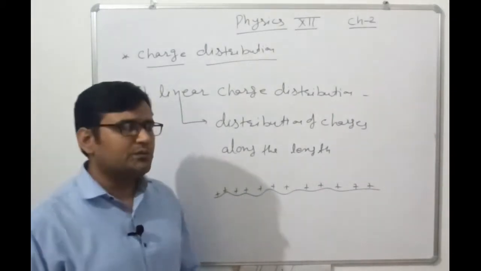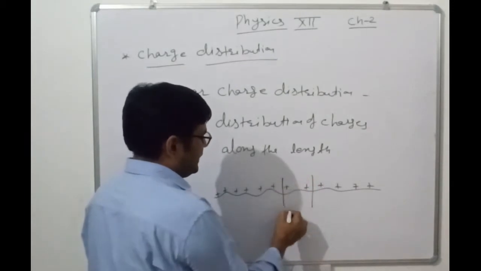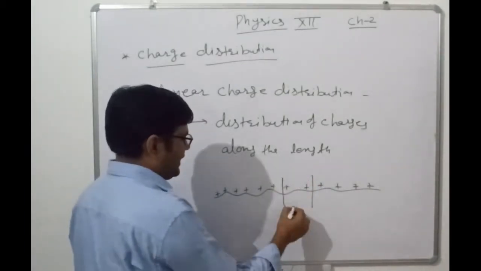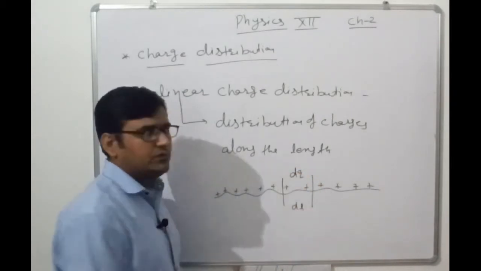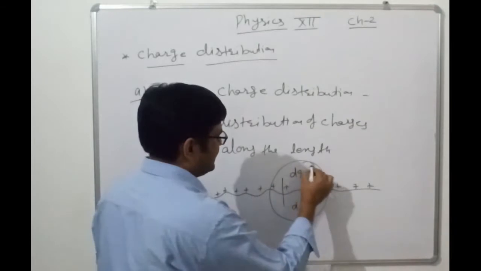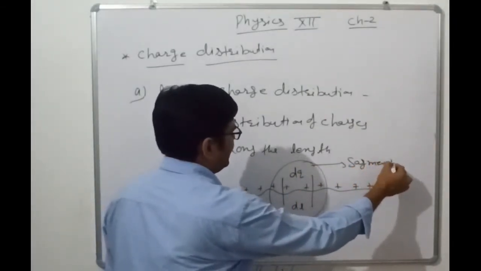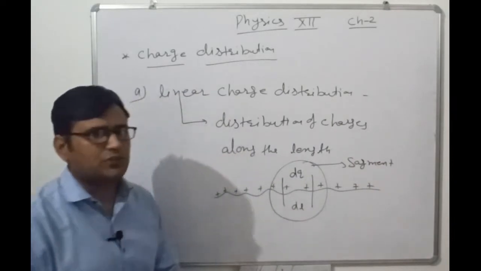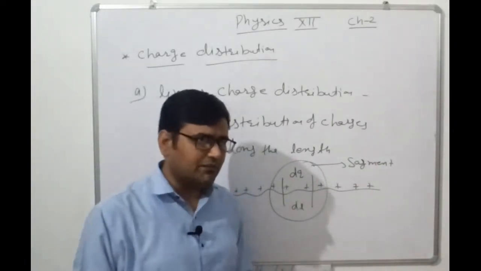Now we consider a smaller segment of it, where the entire length is L. Here it is dL and the charge is dQ. We are considering a smaller segment. This entire formulation is in terms of the segment. It means you have taken a small part of the whole wire and for that particular part you derived this.